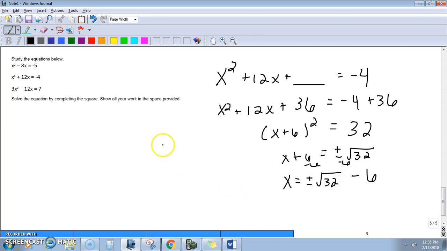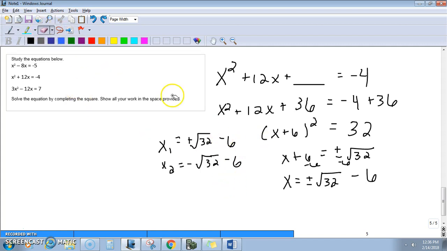Now, so that means our first answer is positive, the root of 32 minus 6. And our second answer is negative, the square root of 32 minus 6. Okay, I've seen a lot of people trying to make this +6 and -6, but that's not correct. They're both the same, -6.